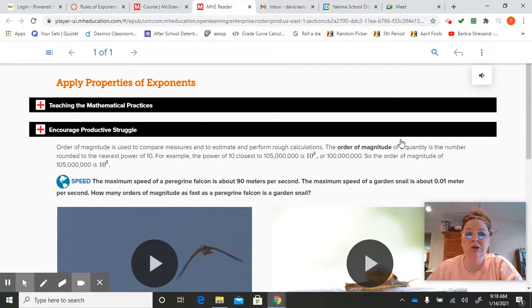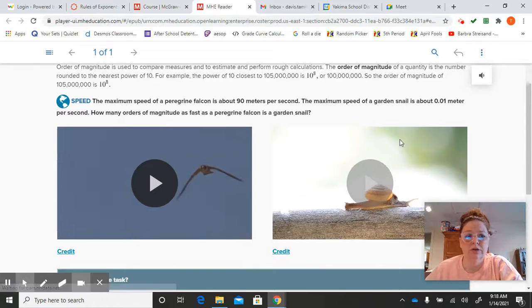One last application problem for those rules of exponents. All right. Order of magnitude is used to compare measures and to estimate and perform rough calculations. The order of magnitude of a quantity is the number rounded to the nearest power of 10.